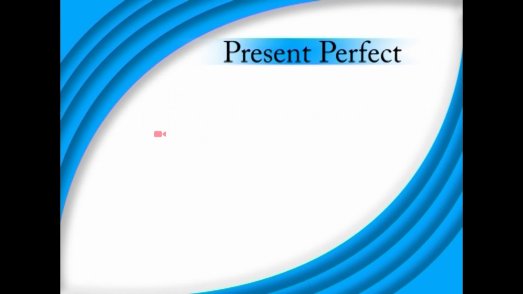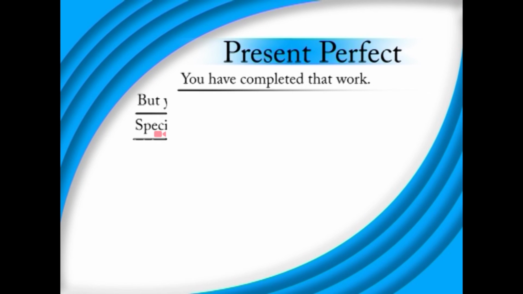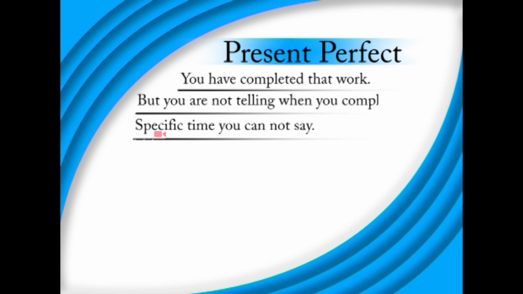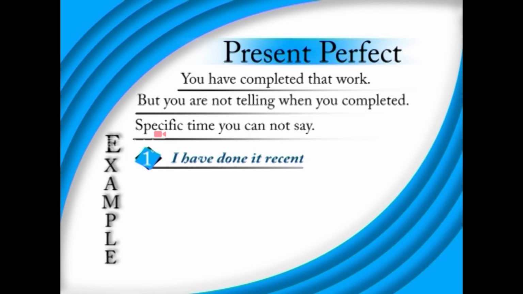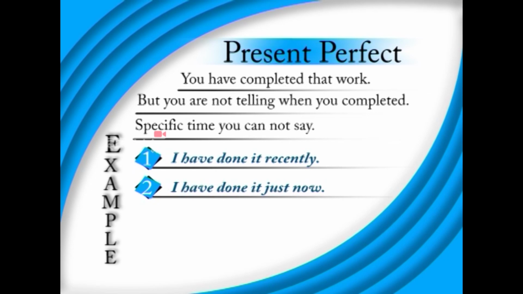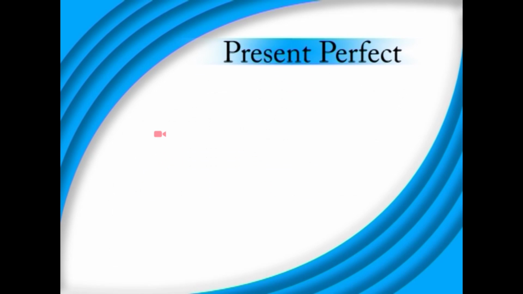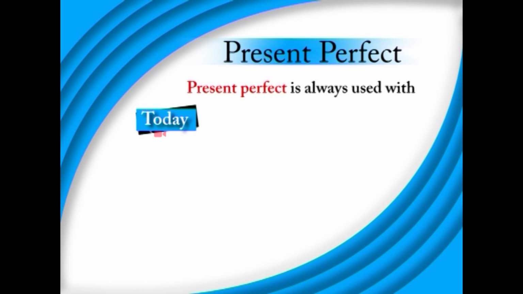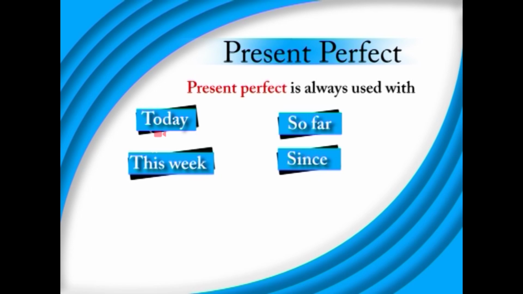Okay? Similarly, present perfect. Present perfect is, you have completed that work. But you are not telling when you completed. Specific time you cannot say, you cannot use in present perfect. Like you can use words like, I have done it recently. I have done it just now. Present perfect is always used with today, this week, so far, since, etc.